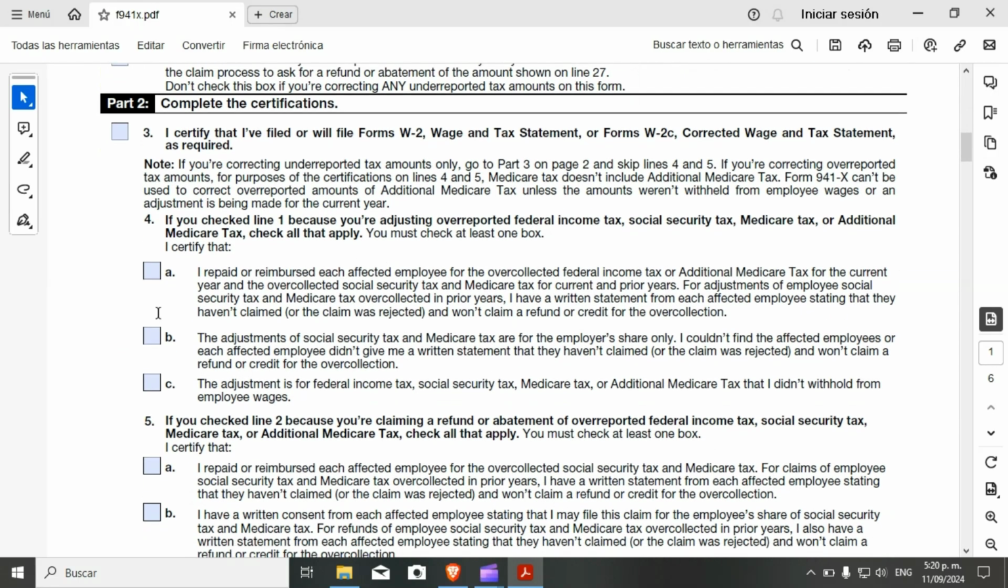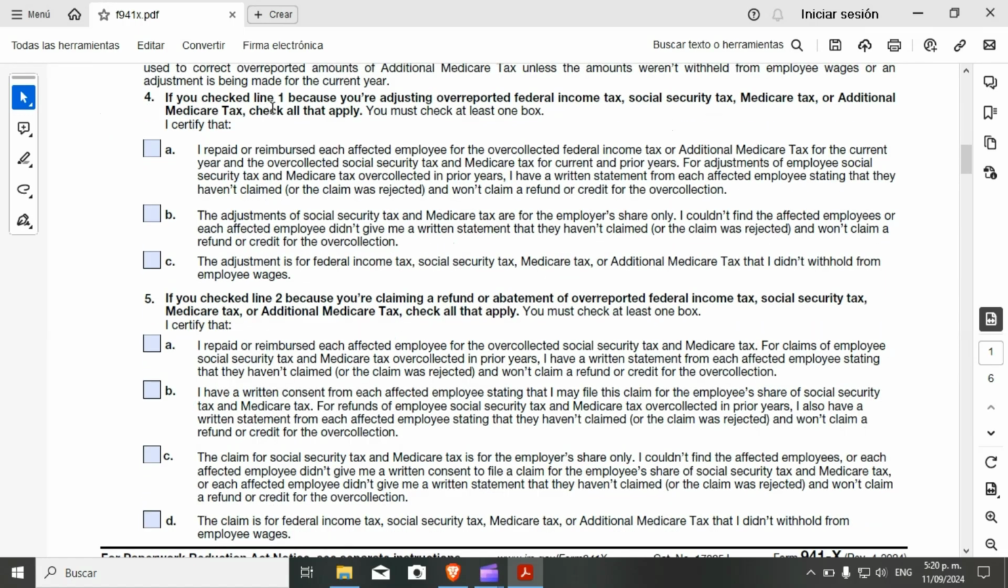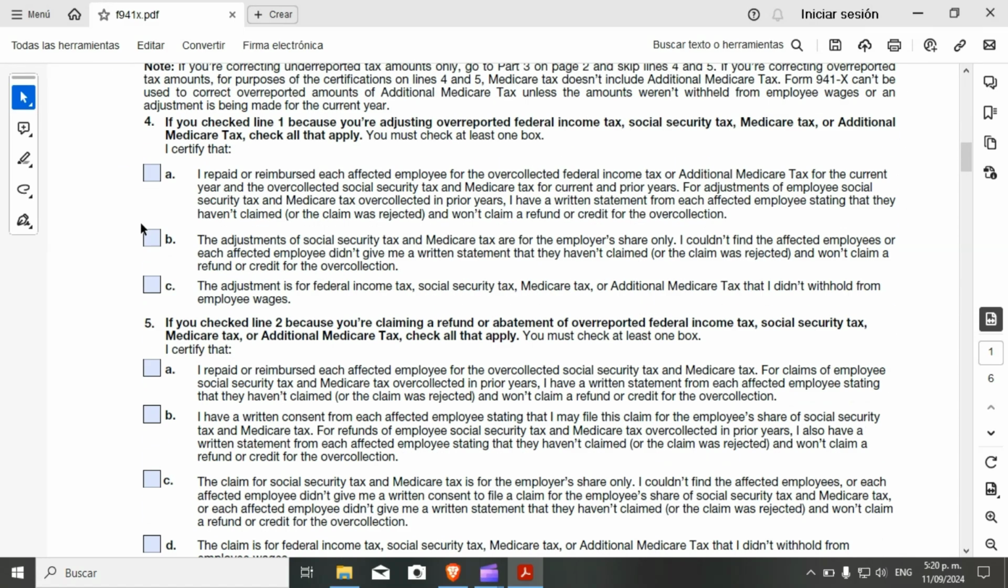So now let's go ahead and go for it. We're going to go quickly because again, we've gone through some of the preliminary information as to why this doesn't apply, and so we're just going to tell you the important information, right? So you would check number three, which says I certify I filled out or will fill out Forms W-2, Wage and Tax Statement, or W-2c, the corrected wage and tax statement, which is what we were talking about earlier, previously in the last section. So you want to send those out to your employees so they're up to date. So you would check that. And then you would come down here, you would leave number four blank because it says if you checked line one, which we did not do, we checked line two for claim.